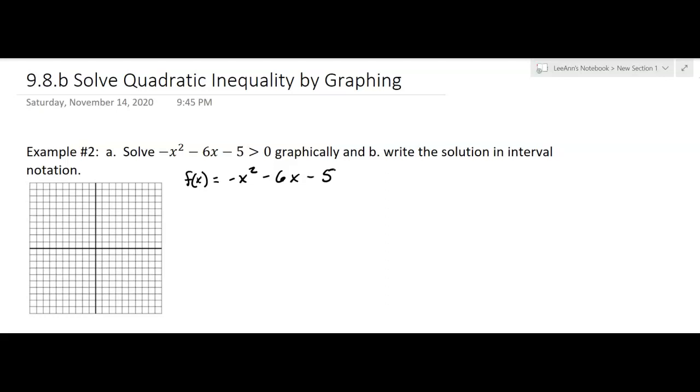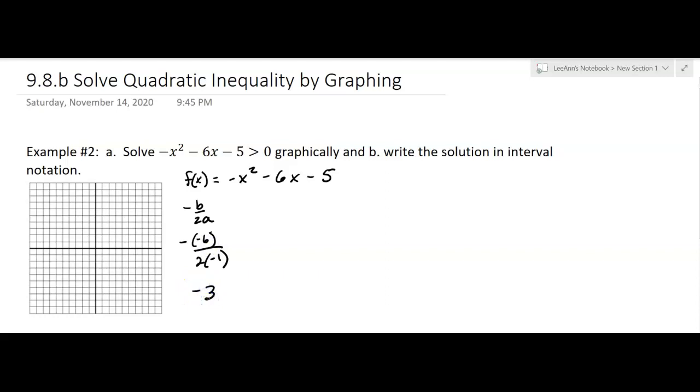But to find the vertex, we're going to take the opposite of b over 2a. So it's going to be the opposite of negative 6 over 2 times negative 1. Got a lot of negative signs running around. Oh, there's no x. I don't know why I put that x there. Forget that x. Let me just erase that. Okay, it's gone. That's going to be a negative 3.